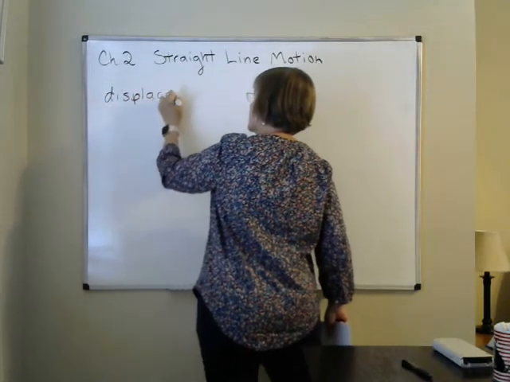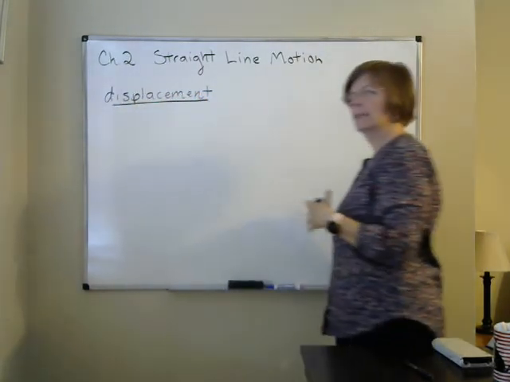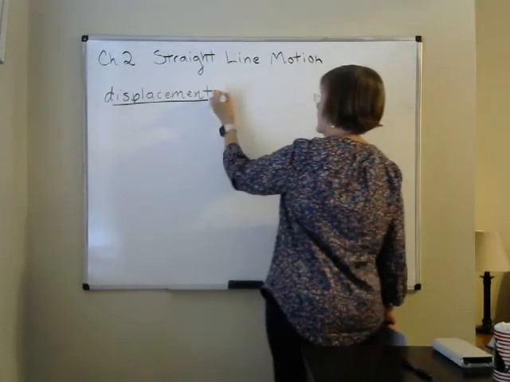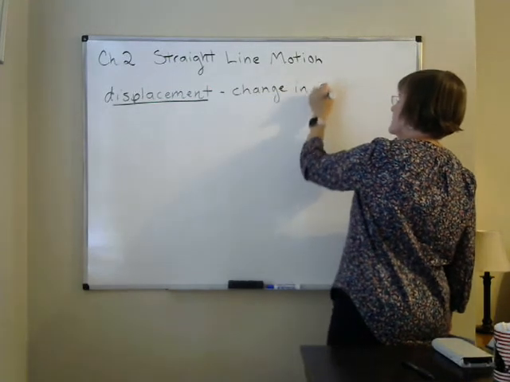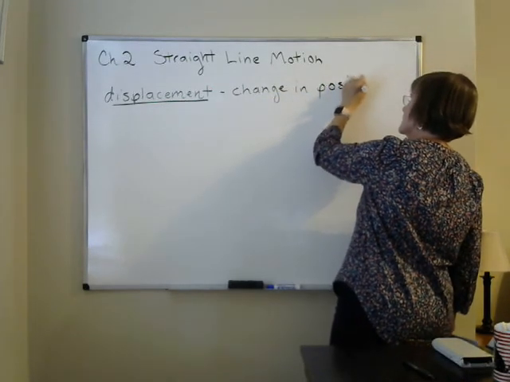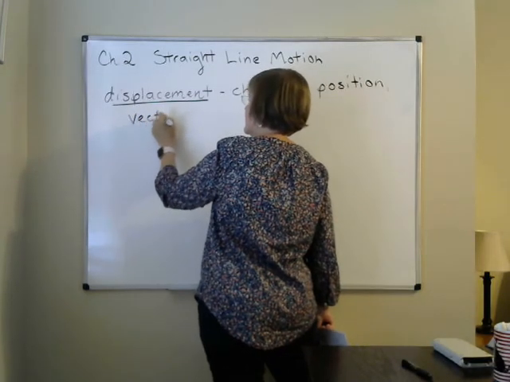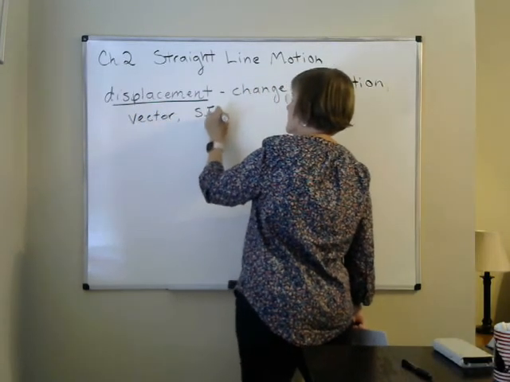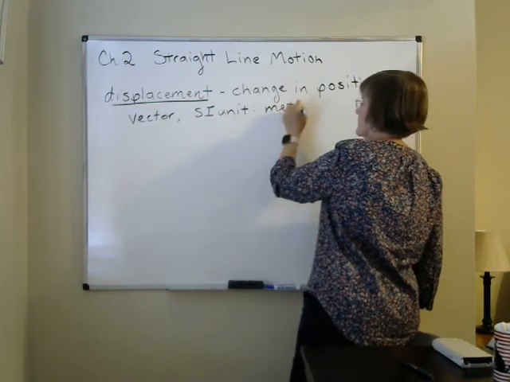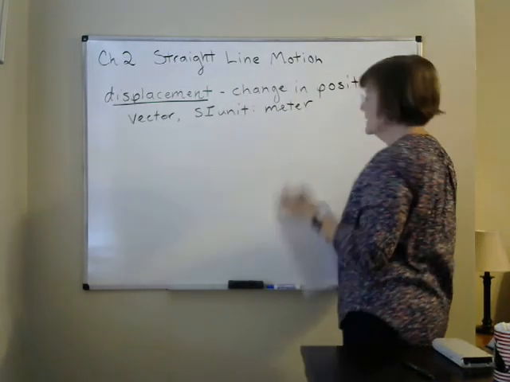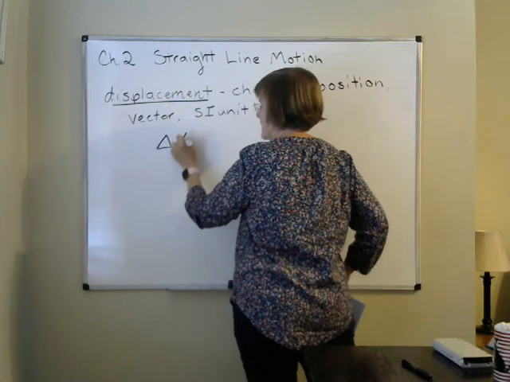Displacement is another vector quantity. It is also a vector. It represents a change in position. It will be a vector. The SI unit is still the meter. The symbol for a displacement is a delta x.